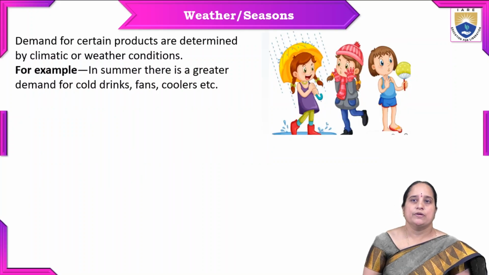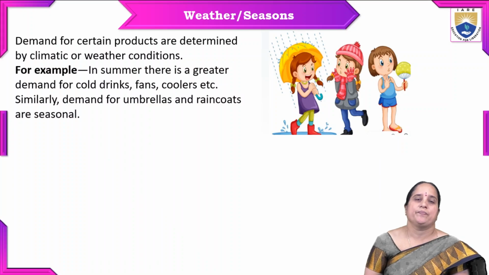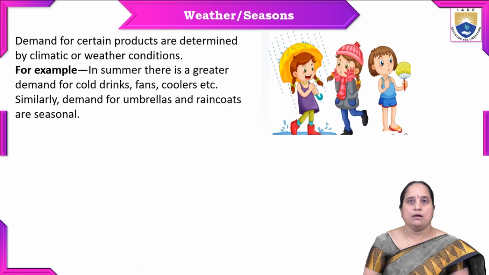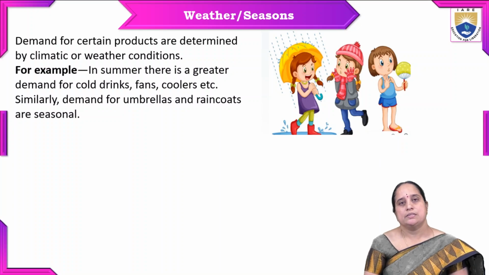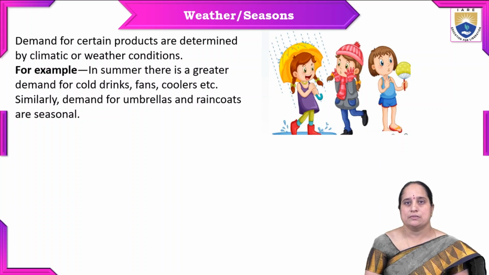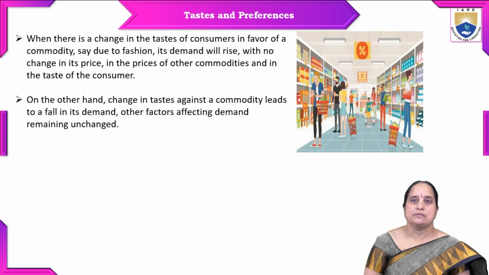Then next, weather or seasons. Demand for certain products is determined by climatic or weather conditions. For example, in summer, there is a greater demand for cold drinks, fans, coolers, ACs, etc. Similarly, the demand for umbrellas and raincoats is seasonal. So based on the seasons also, there may be demand for the products and services.